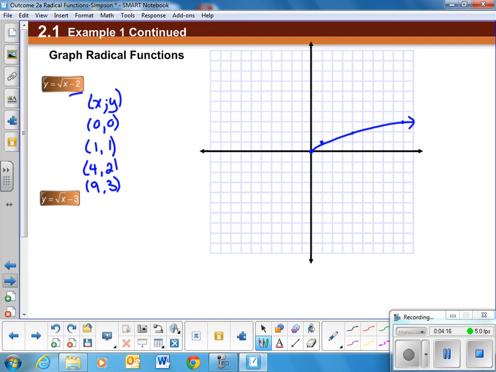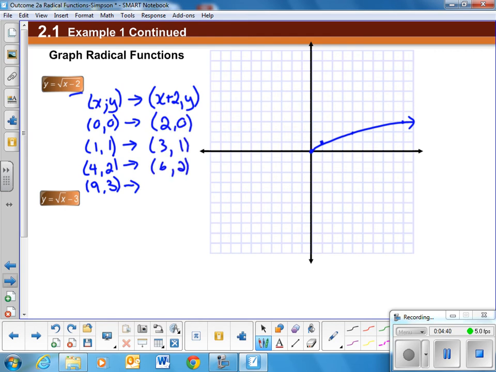for y equals root x minus 2. That 2 is inside the function because it's under the square root sign. That means that it's going to affect x, and it's going to do the opposite. So we are going to add 2. There is nothing in this function that's going to affect the y value. So we're going to add 2 to each of our x values and leave the y one unchanged. So we end up with 2 and 0, 3 and 1, 6 and 2, and 11 and 3.